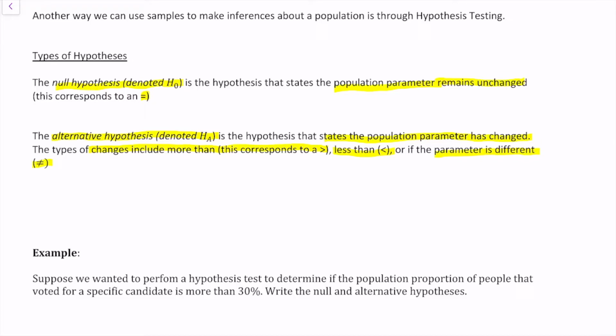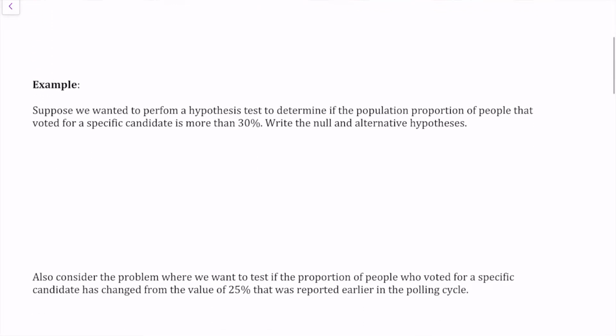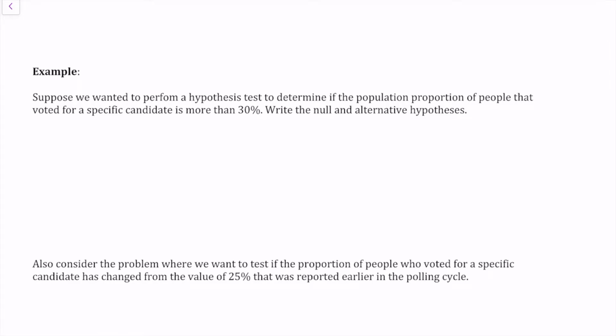Okay, so let's get into an example where we practice writing out these hypotheses. Suppose we wanted to perform a hypothesis test to determine if the population proportion of people that voted for a specific candidate is more than 30%. Write the null and alternative hypotheses. Okay, so we want to check to see if this population proportion, which we don't know, is more than 30%. The parameter that we're going to use for this particular example is p. Remember, p is your population proportion.